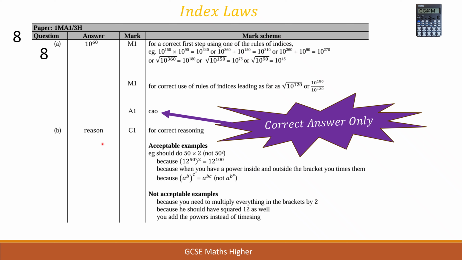And then part B, you've got to do the reason. So this C1 is a communication mark. You have to use words to explain what is going on. So these are anything that is acceptable. Under here, this is what is not acceptable. If you need more explanation, just write a comment in the box below and I can do the full video for you. So just let me know.